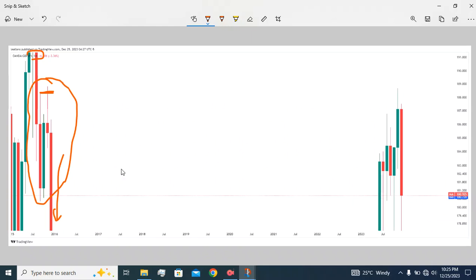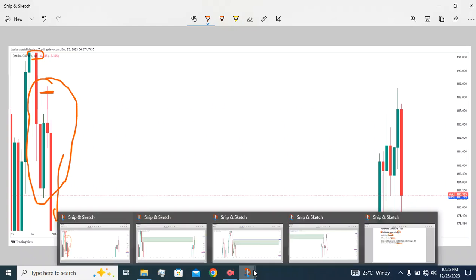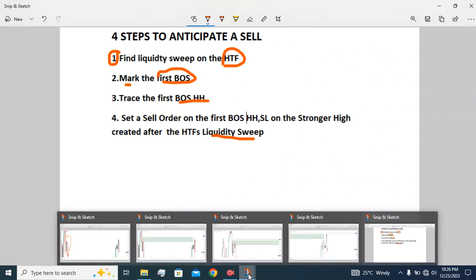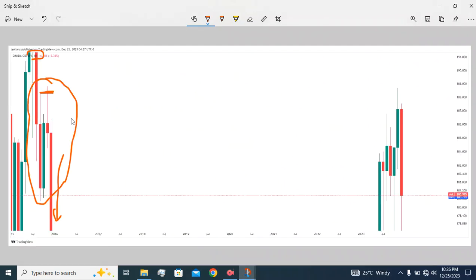The second point, we said the second step, mark the first break of structure, right? After the sweep of liquidity, and then we mark the first break of structure, the clearest one. Of course, in this monthly time frame, the first break of structure after this liquidity sweep is not that very clear, but it is around this guy here.